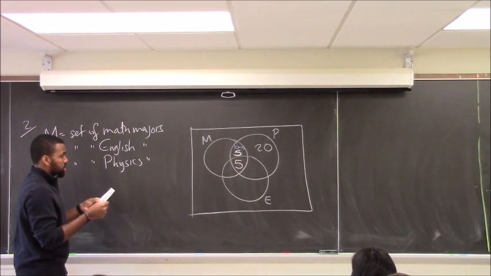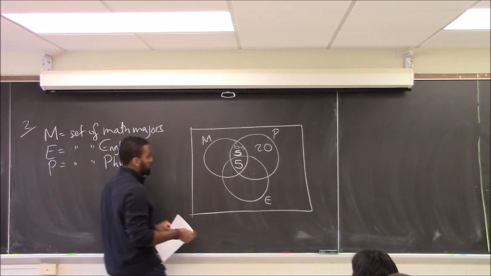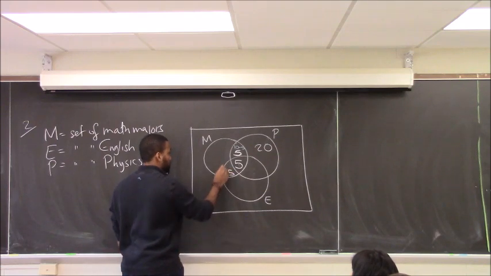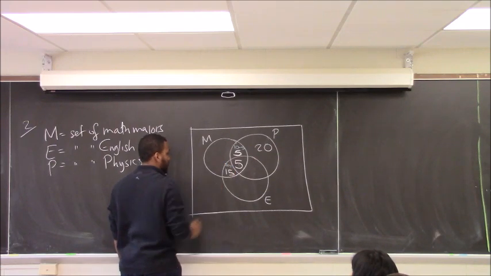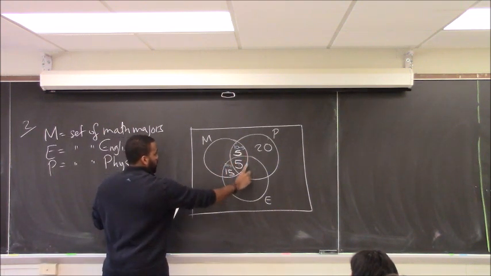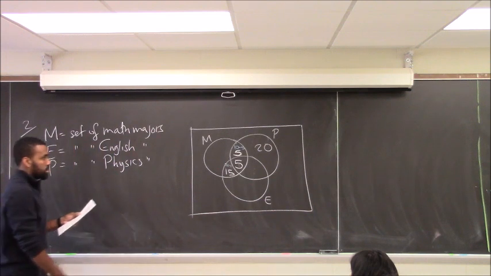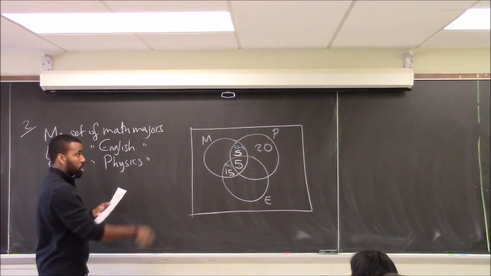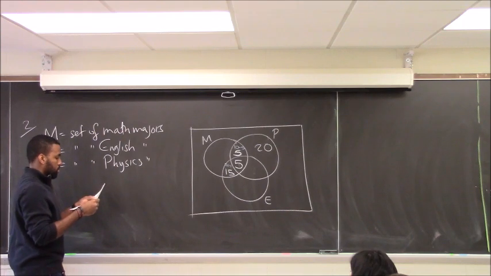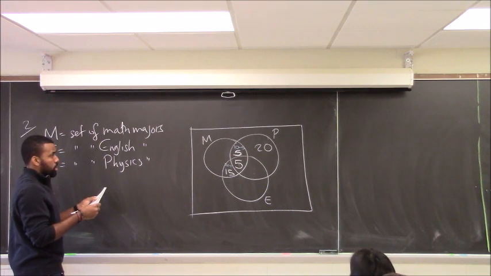Math and English, 20, so this is the 15 here, because there were 20 people in math and English, so 20 minus the 5 gives us 15. So now there are 20 people in that overlap with math and English. 5 of those people also overlap with physics. What else do we know? So we know math and physics, math and English, 5 in all 3 majors. Okay, what can we fill in now?